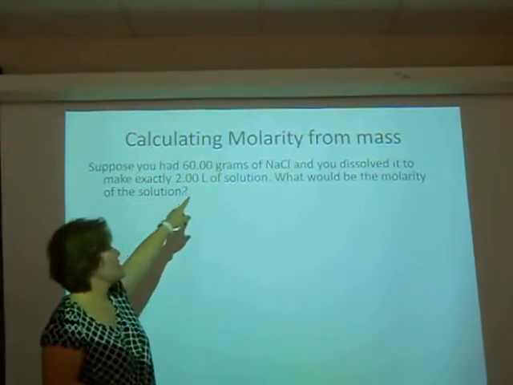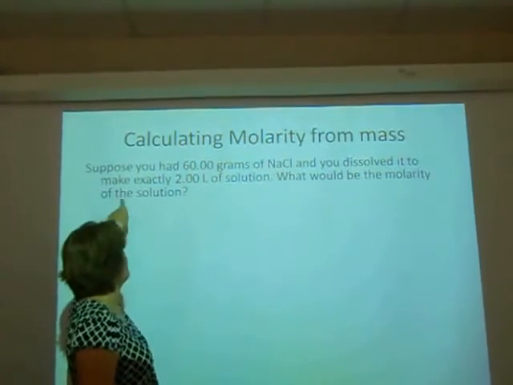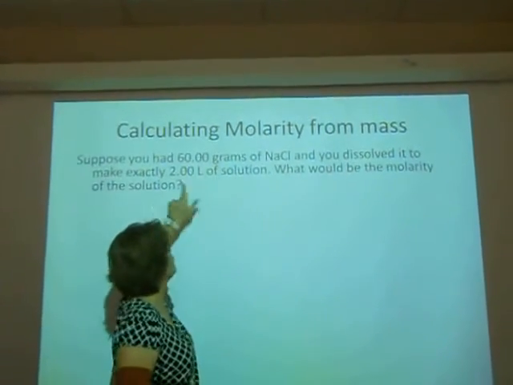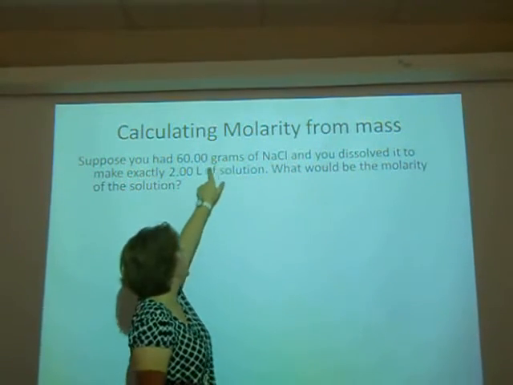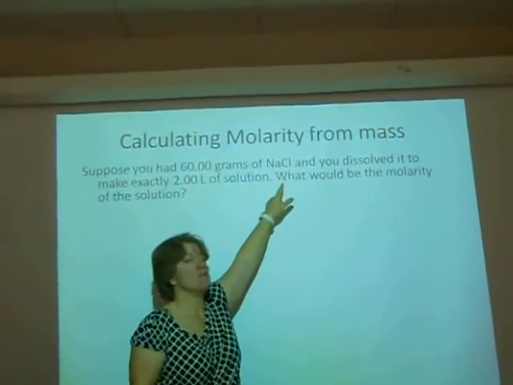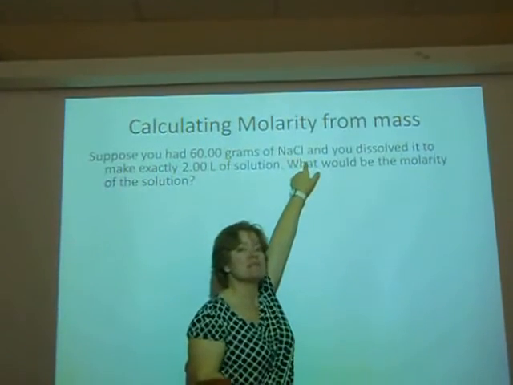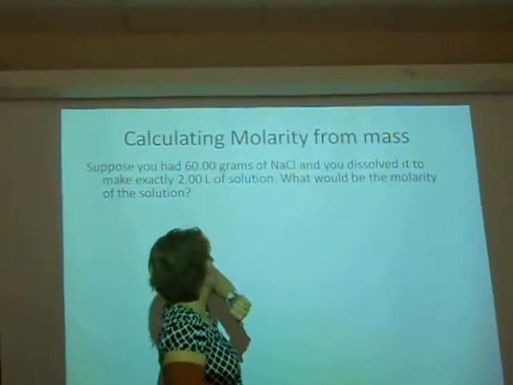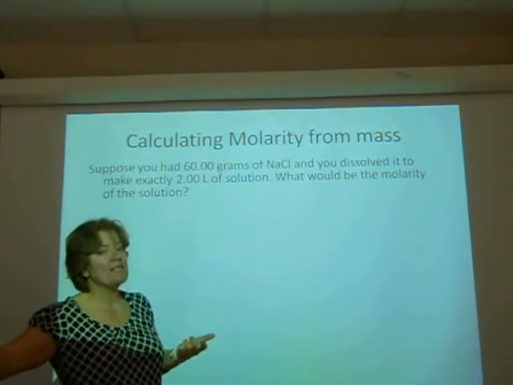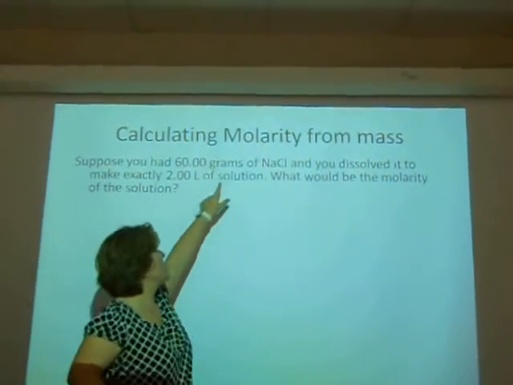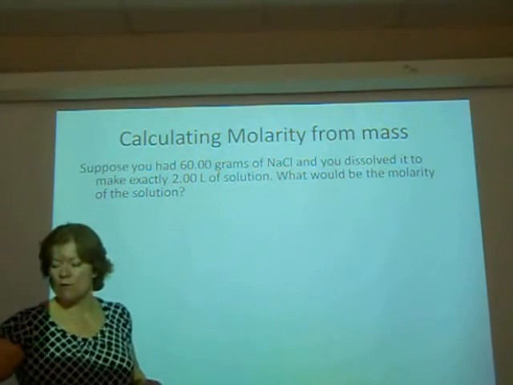If I had 60 grams of NaCl and I dissolved it to make exactly 2 liters of solution, that's my liters of solution that can go into that equation. I need to figure out how many moles of solute, and this is implying that NaCl is the thing I'm adding, that's my solute. What would be the molarity of the solution? So I'm going to need to get moles, but we've spent time with this. We know how to go from grams to moles using the molar mass.